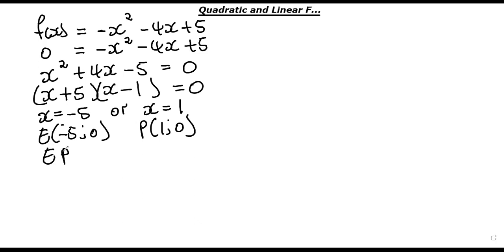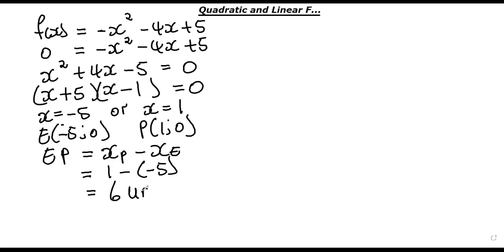So when finding the length of EP, we say the x value at P minus the x value at E. Just like when you find displacement, final minus initial. Do you see that? So you say it's 1 minus -5. So negative times negative is a positive. And 1 plus 5 will give you 6 units. And then your happiness is complete.